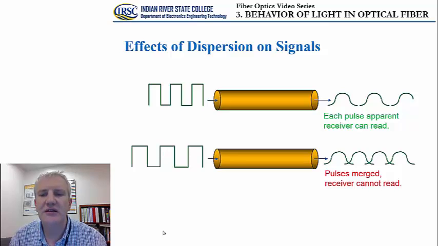So we see that here in the bottom case, the pulses are spread to the point where they start merging into each other, and that's going to ultimately cause the problems at the receiver side. A receiver will not be able to read these pulses. In other words, we are going to have a certain loss of information. So this slide in a very clear way shows the effect of this dispersion on the signals as they are being transmitted along an optical fiber.